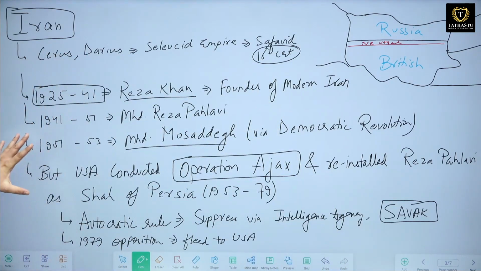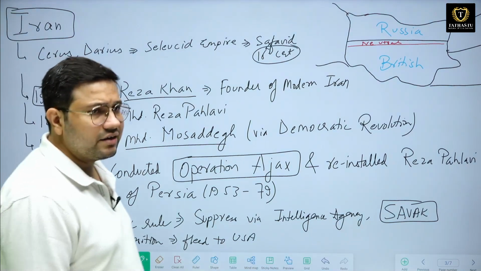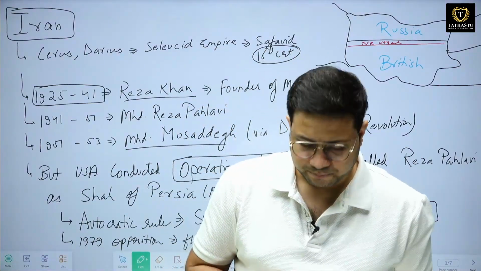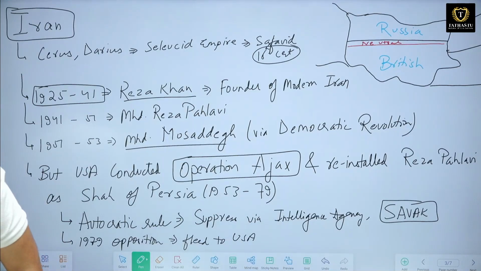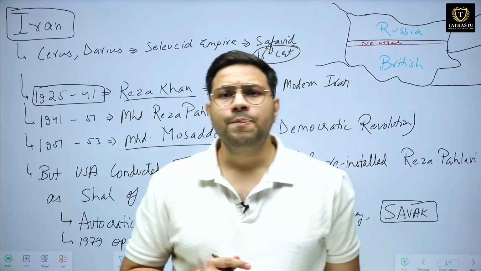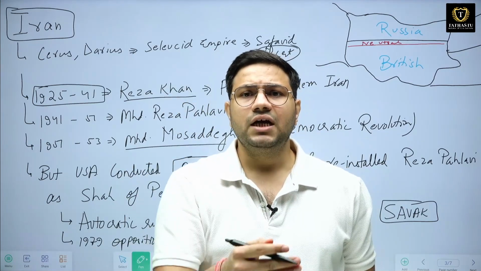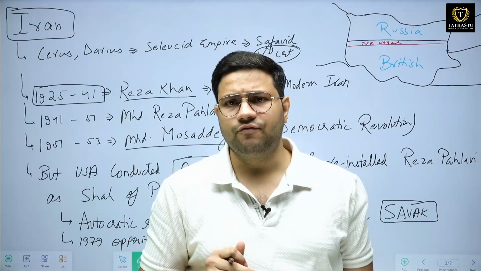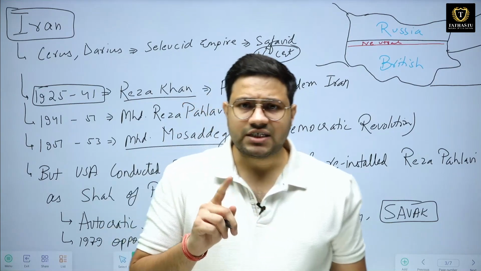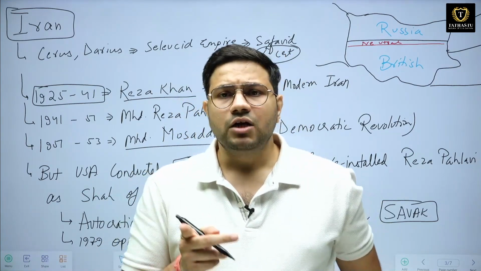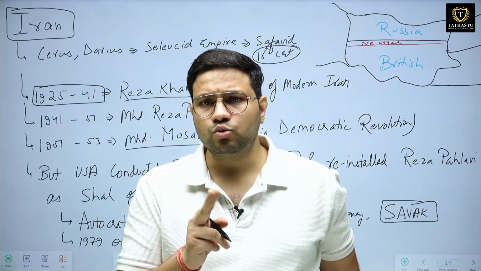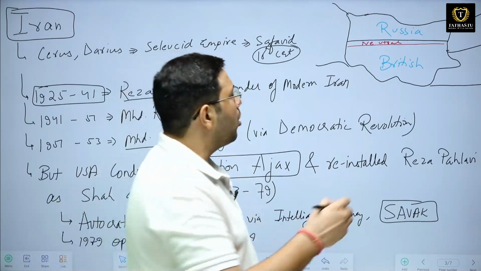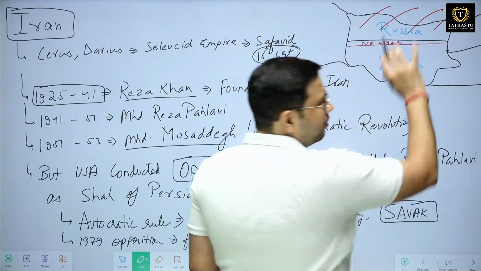Now let us see when modern Iran started developing. Modern Iran started developing somewhere in the 1920s, after the First World War. Now what happened before the First World War? Before the First World War, we have seen that the British were colonizing India, and India was the most important colony for them. But at the same time, they were having differences with the Russian Empire. So an understanding developed between these two countries that Iran would be a buffer state between both these empires.